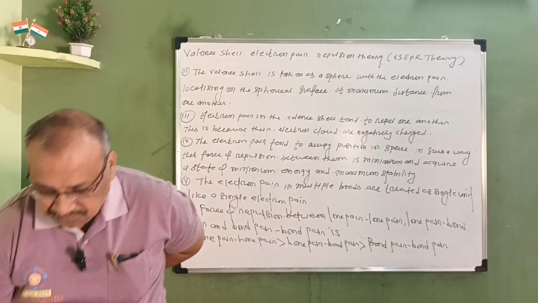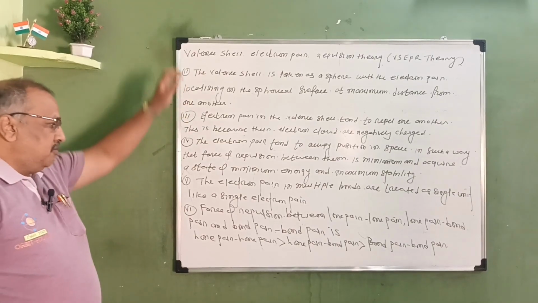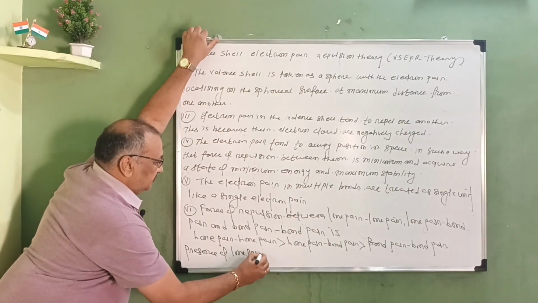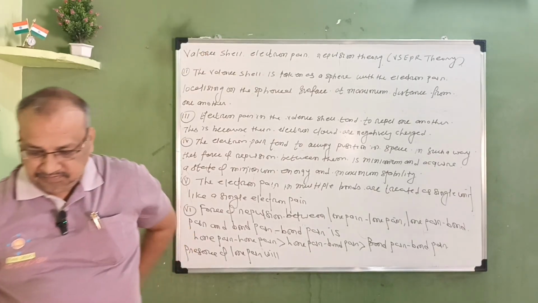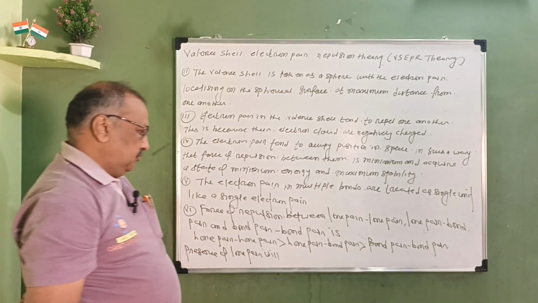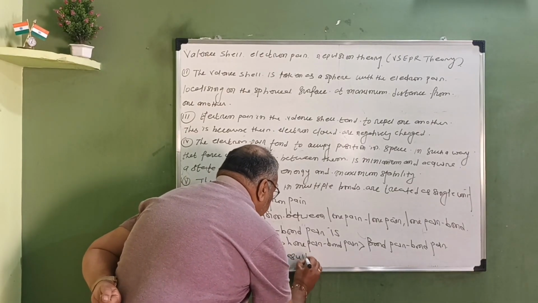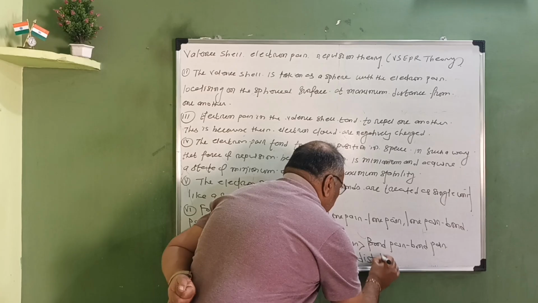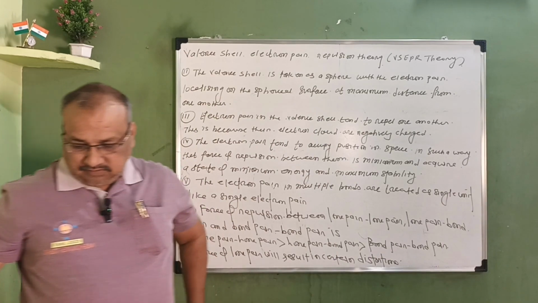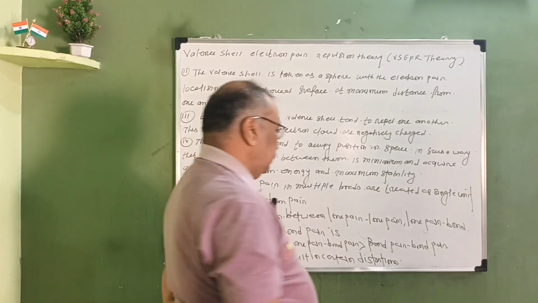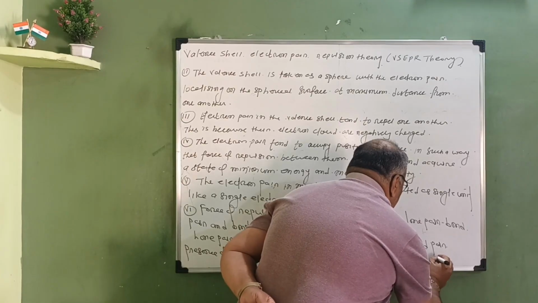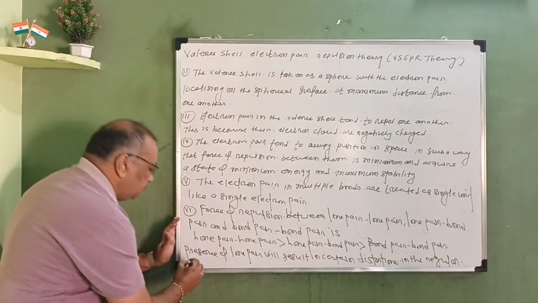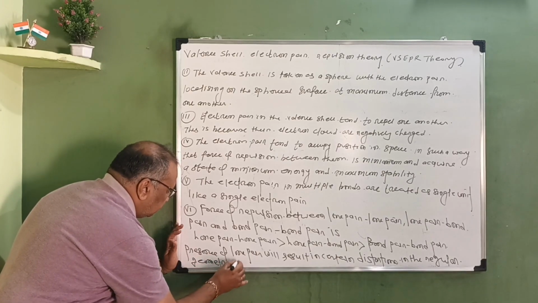That means here the presence of a lone pair will result in certain distortion in the regular geometry of the molecule.